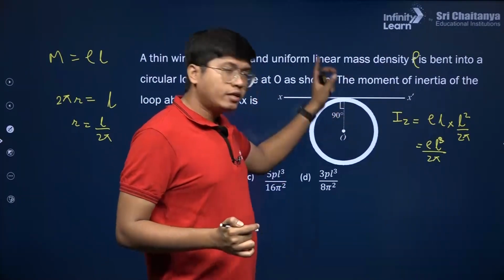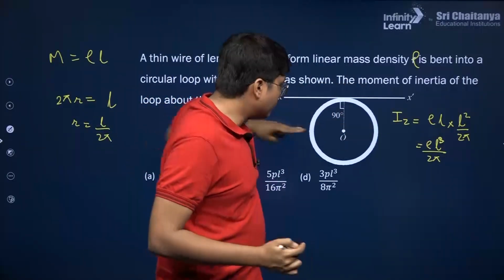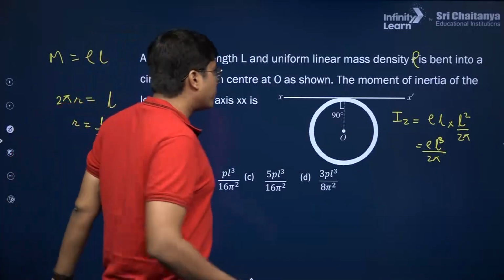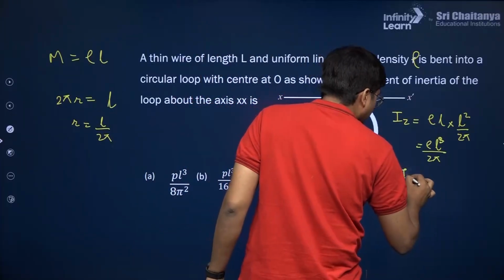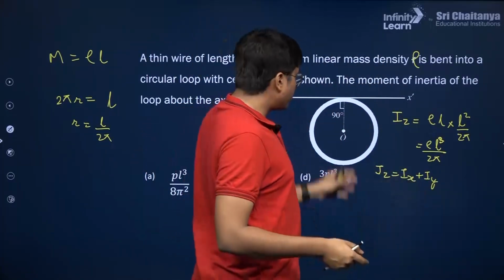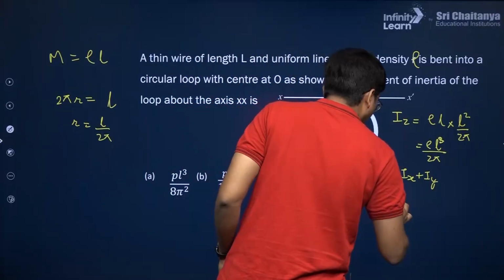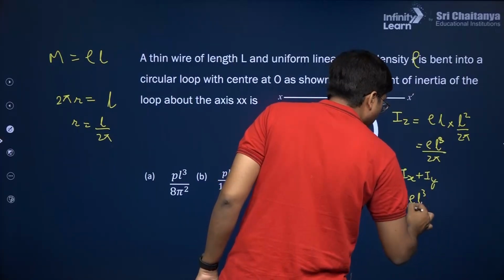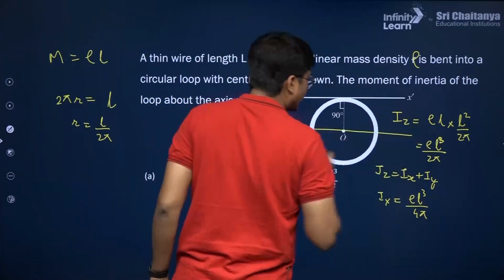Now before I can move here, I first need the moment of inertia about this axis. For that, I'll use the perpendicular axis theorem. By the perpendicular axis theorem, I know this Iz is equal to Ix plus Iy. Ix and Iy would be equal because it's symmetrical in both axes. So Ix is equal to half of this, that is rho L cube divided by 4 pi. Now I have got about this axis.